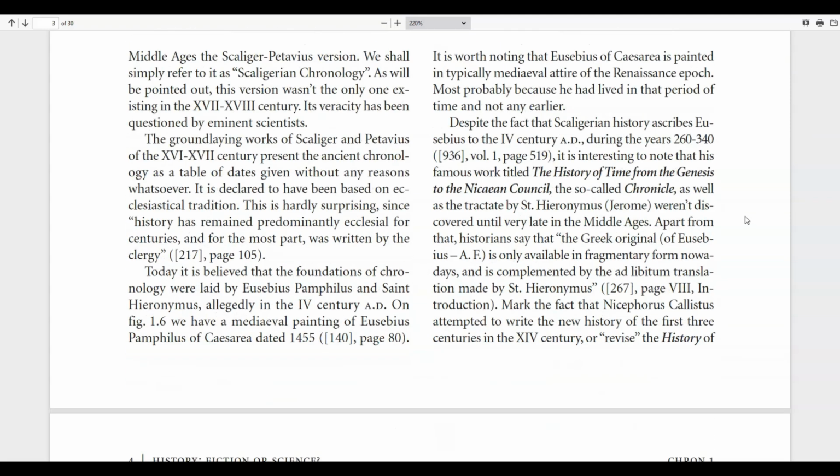So there we go. It's just saying here that there's a guy, allegedly he lived in the 4th century, okay, but there's a medieval painting dated 1455, and there's your 1,000 years, right? Take that 1,000 off, and 4th century and the 400s.